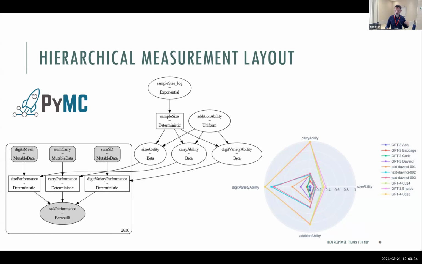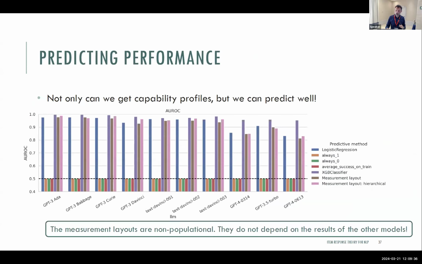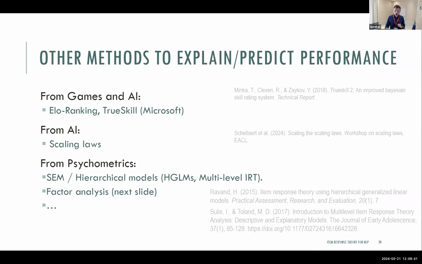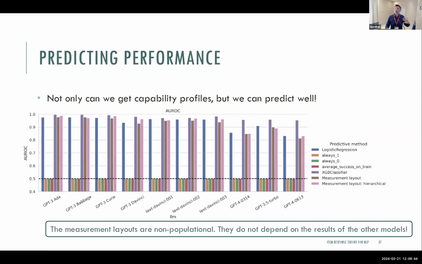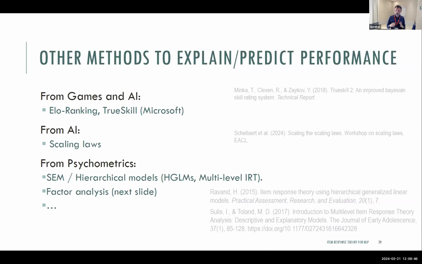And for some domains, you can have more background knowledge about the capabilities that should affect your performance. Okay, so these are some things that you can use as an extension. There are many other things related to IRT in some way. We've been talking about Elo ranking and TrueSkill, and there's a lot of discussion these days about scaling laws. If you're interested, I have a poster relating a little bit of this with the workshop tomorrow about scaling large language models. And in psychometrics, you have many other things.